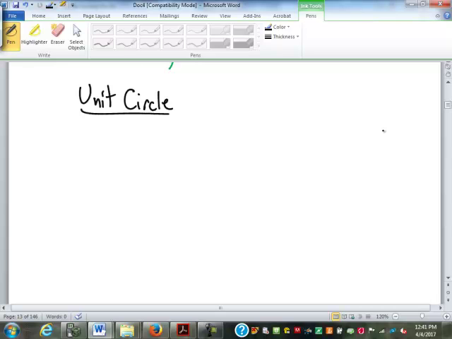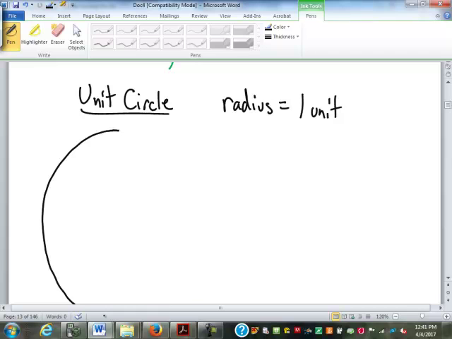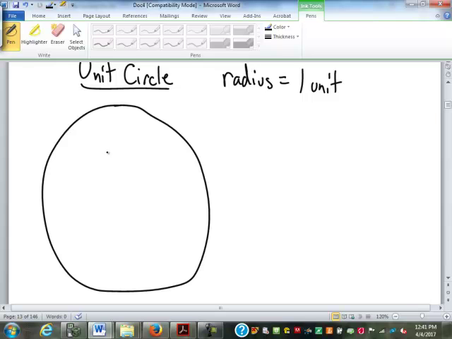A unit circle is a circle with a radius of 1 unit. So pretend that looks like a circle. You have to do a lot of pretending. We're going to put our reference diameter across there. Let me try that again. Get it closer to what would be the center there. So there's a reference diameter across that circle.